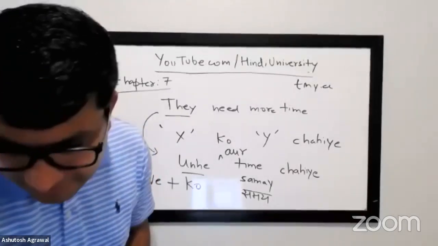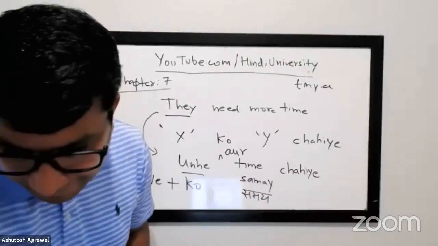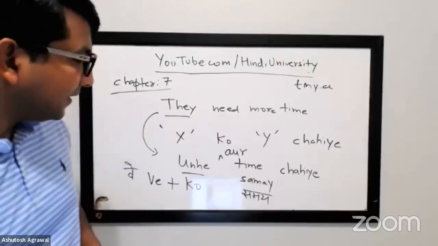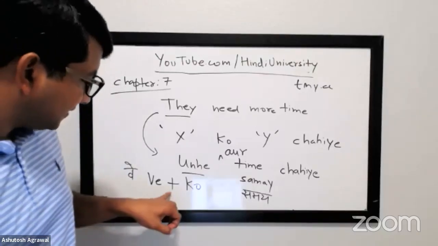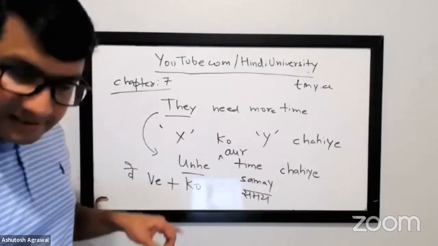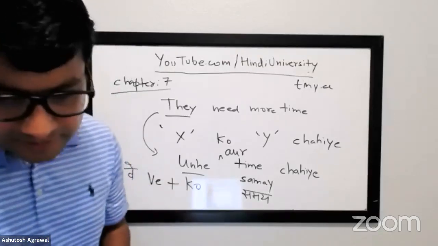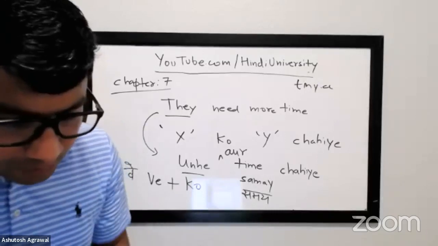No questions? Okay. Yes, just to confirm, Ashu, unko and unhen is the same? It's the same thing. Unko is exactly the same thing. Awesome. Now, what else?